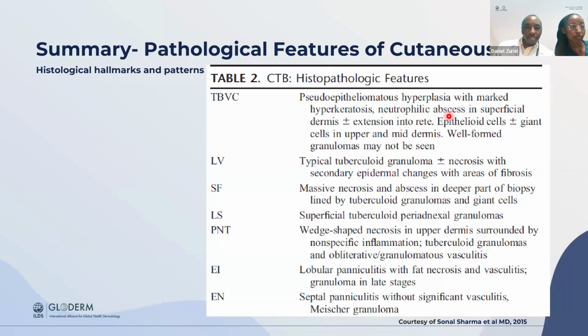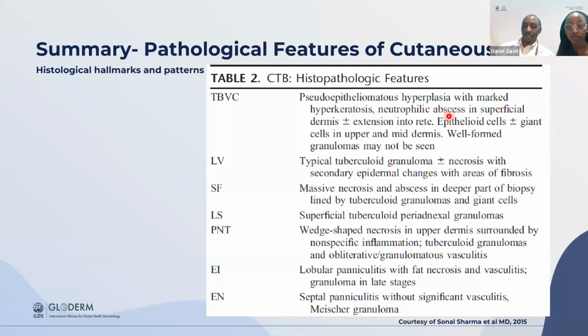The other features that we see in LV is typical tuberculoid granuloma. We have seen that with or without necrosis and secondary changes with areas of fibrosis. That is again characteristic. You can see also in SF, you're going to find massive necrosis and abscess formation. This is because, again, it's an inflammation that is tracking from inside to outside. So you're going to find not too good granulomas, but this is an important one that you're going to remember to do molecular studies.